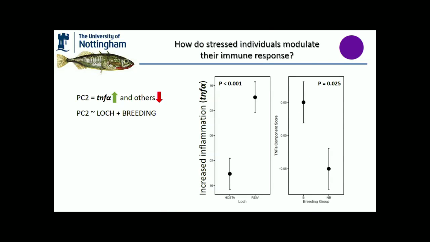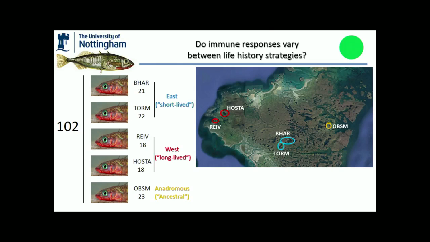And so with regards to our question about what breeding fish are doing relative to non-breeding fish, we actually found that breeding fish seemed to increase their expression of the inflammatory gene TNF-alpha. And this was actually consistent across both of the lochs that we looked at, even though there were differences between the lochs as well.